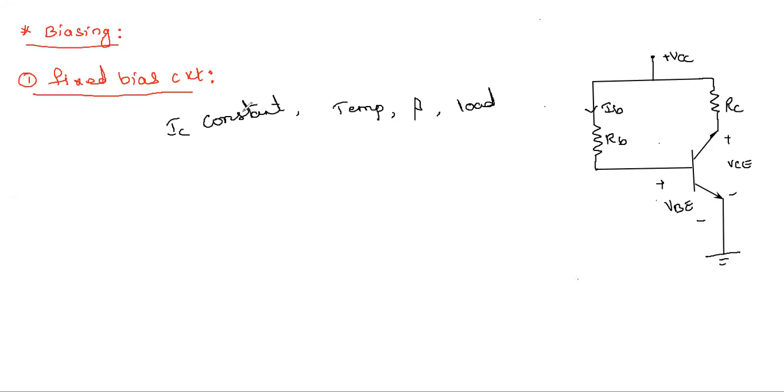So to fix this collector current independent of temperature variations and transistor gain or load, we will be having a few circuits. Now we will discuss how they make this collector current IC constant. In that, first we are going to discuss the fixed bias circuit. Now here, this is the IB, RB, VBE and VCE.